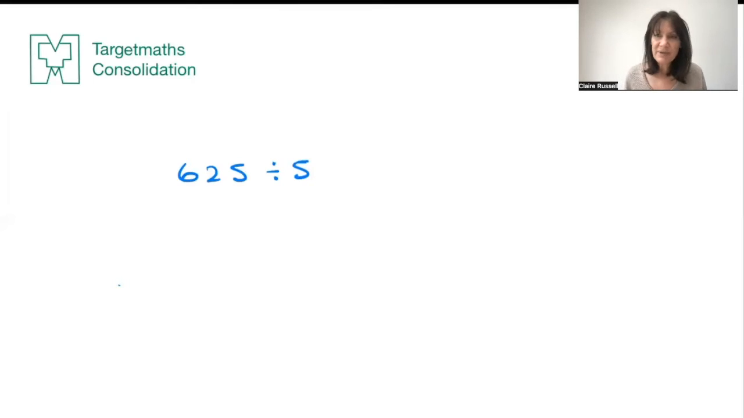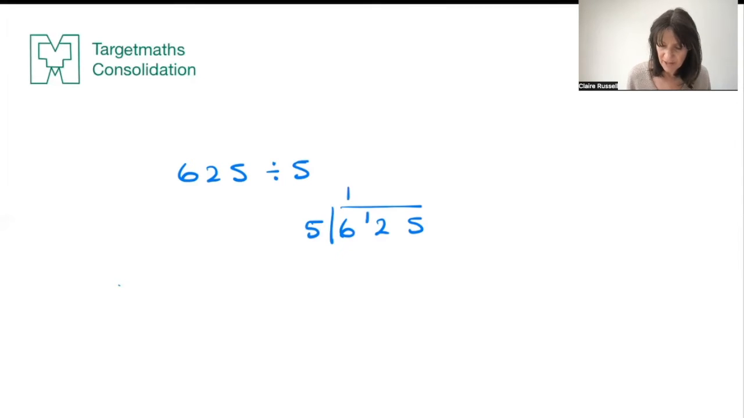All right, straight into bus shelter, no messing around with this. If you remember to space it out even better, because then you're not squishing it all up. And I'm going to be saying, right, 5s into 6. How many 5s can I get into 6? I can get 1 with 1 left over. That 2 is now turned into 12. How many 5s can I get into 12? That's 2 with 2 left over. And then how many 5s can I get into 25? It's 5 exactly. So it's 125 for my final answer.